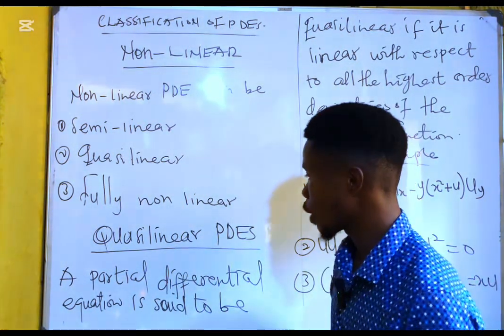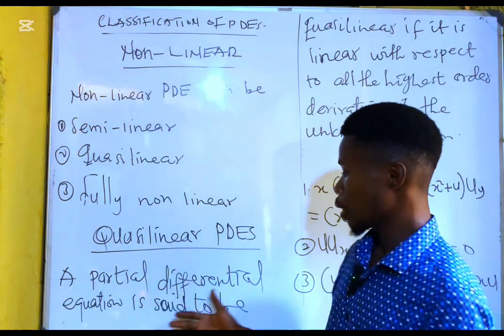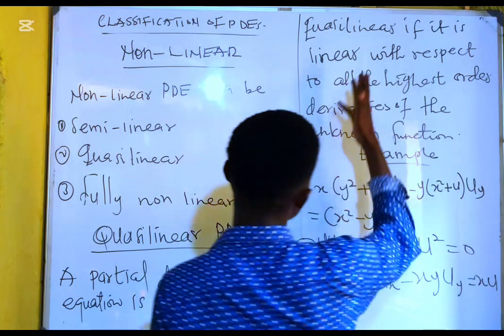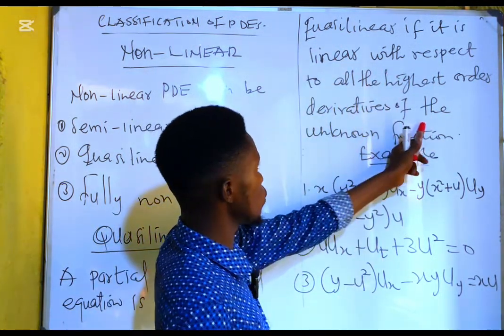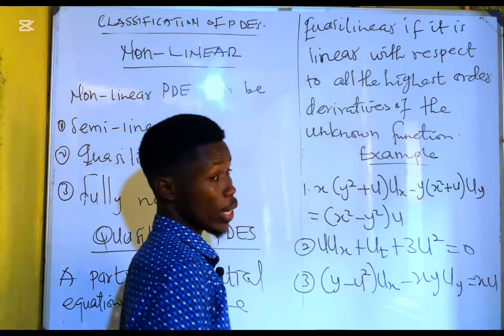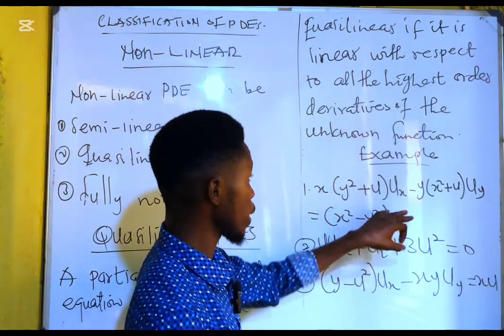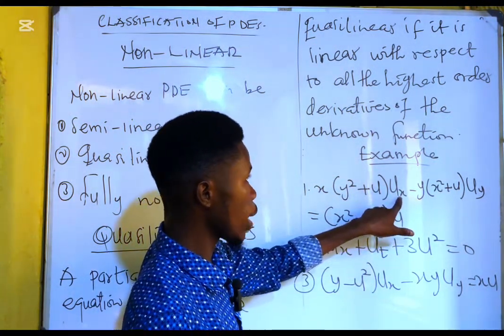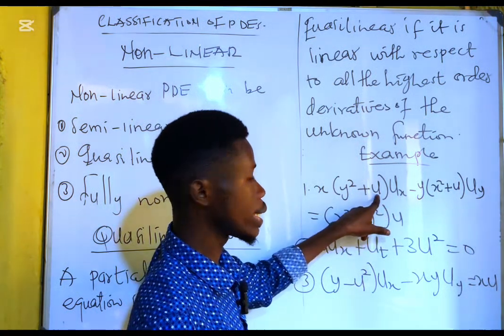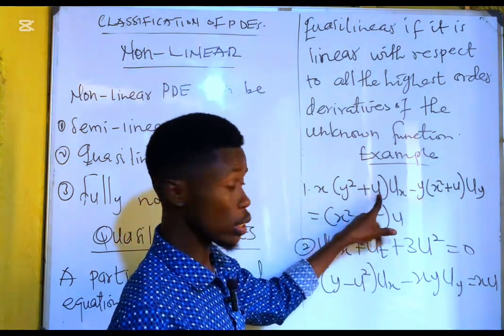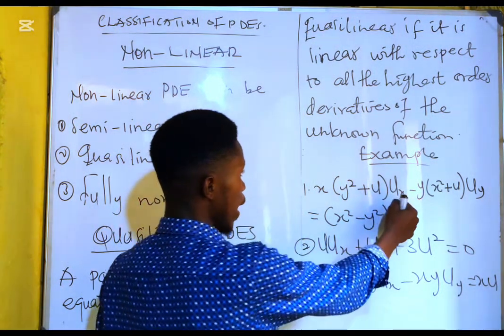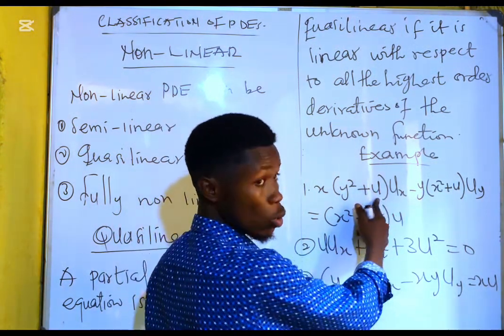Okay, now let's look at the quasilinear. A partial differential equation is said to be quasilinear if it is linear with respect to all the highest order derivatives of the unknown function. So what you are just trying to say is that when you have a product of a higher derivative and the unknown function, then it becomes quasilinear. When you are multiplying a higher derivative with the unknown function, it becomes quasilinear.